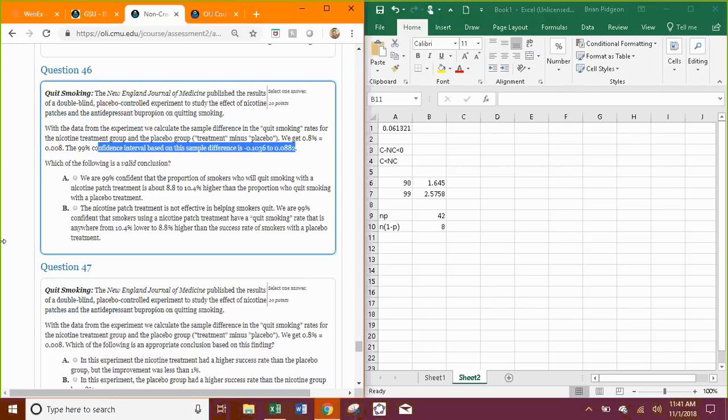All right. We have a confidence interval, and that confidence interval is negative 0.1036 to 0.0882. So what is a valid conclusion? We are 99% confident that the proportion of smokers who will quit smoking with a nicotine patch is about 8.8 to 10.4% higher. No.